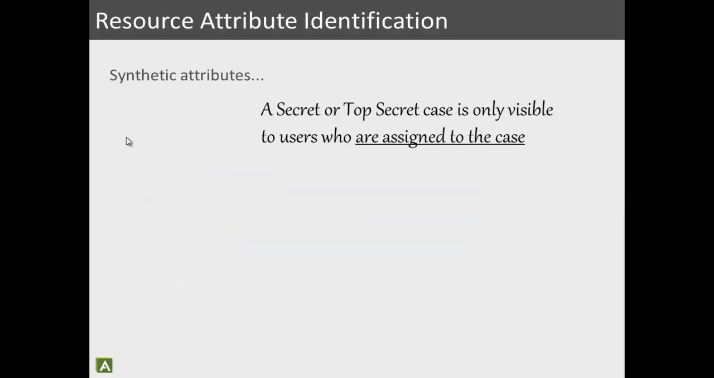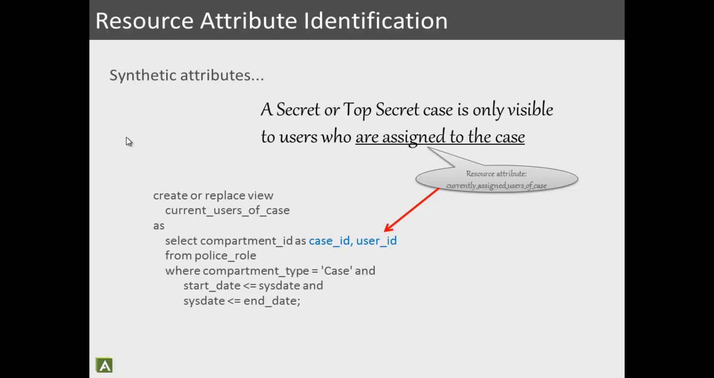We also have what we call synthetic attributes. These are attributes that are derived from a view which collects all the users responsible for a particular case. Note in this example that the start date and the end date of the case do matter, and we compare them to the current date, here represented by a sysdate. In other words, the list of users that will show are users currently assigned to the case.